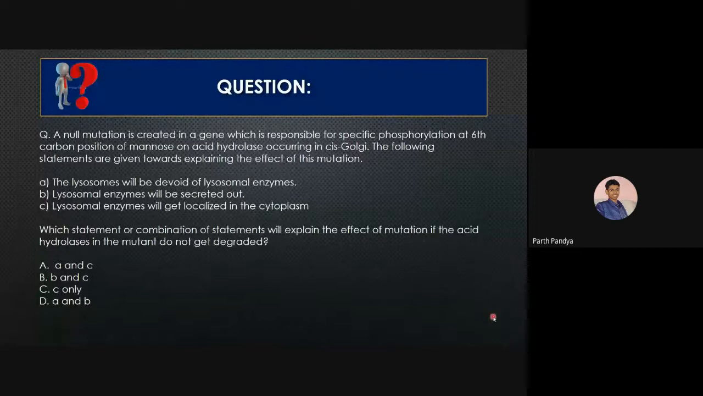So there are two conditions over here. There is a mutation happening in acid hydrolase, which is found in the cis Golgi. So from cis Golgi it passes to medial, then to trans, and from trans it will pass to the lysosome. Okay, that is the condition. So after reaching the lysosome, what will happen? Whether the lysosome won't be having that particular enzyme, or it will be secreted out, or it will get localized in the cytoplasm. It is on the mannose residue. Yes.